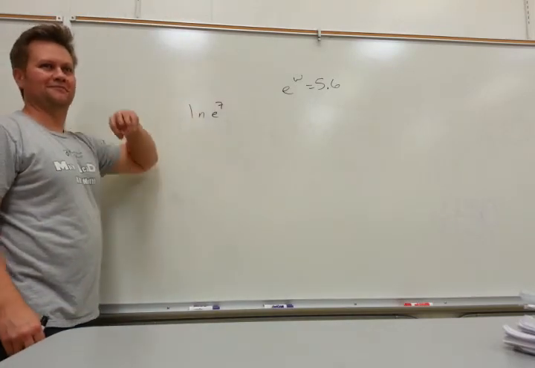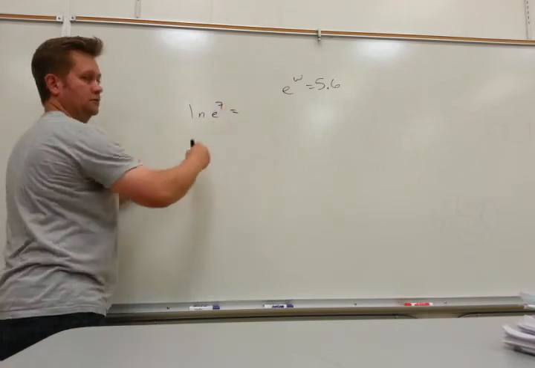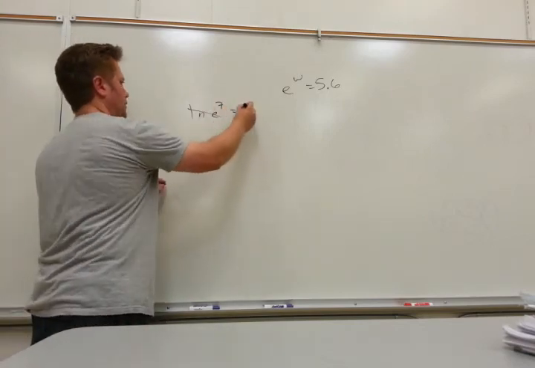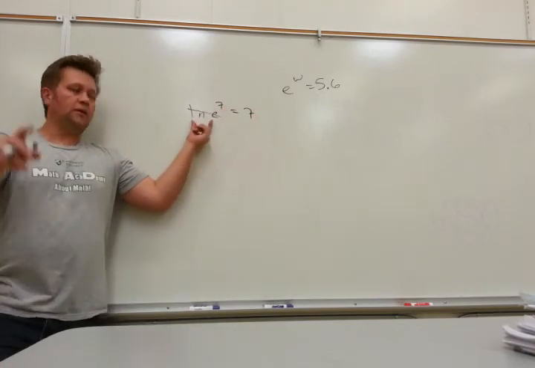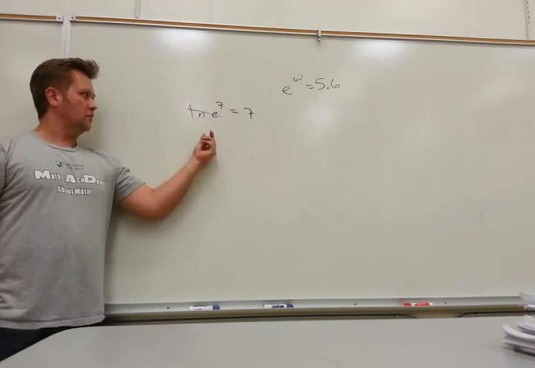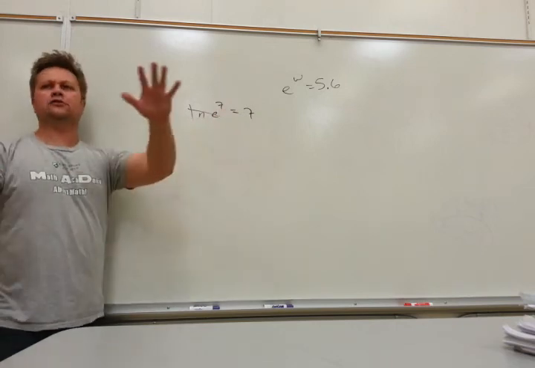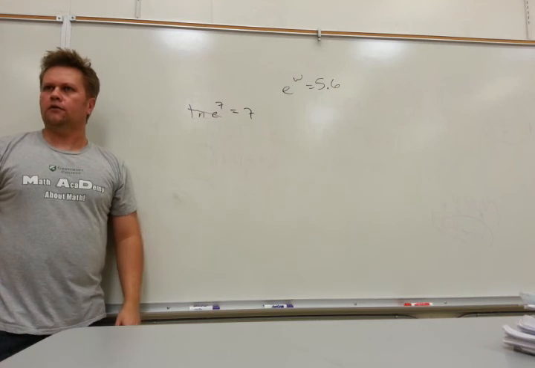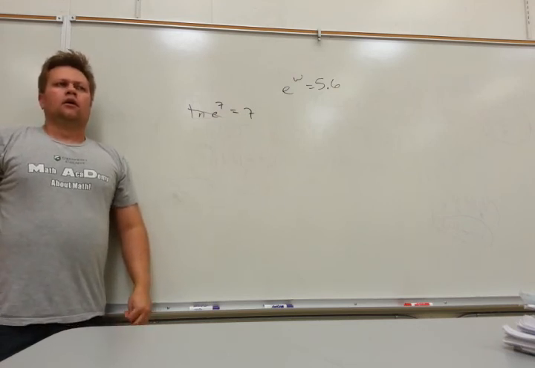What would this be? I like it because these kill each other. ln is understood to be log base e. Log base something of that thing, those cancel. They're inverse functions of each other.